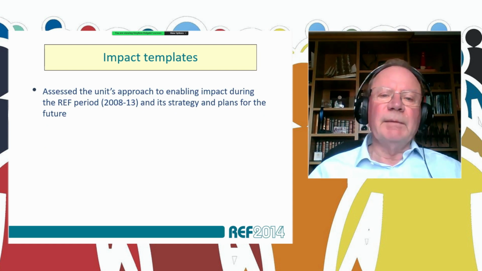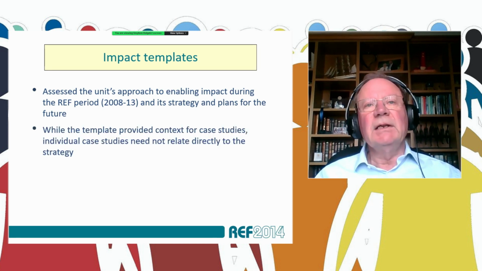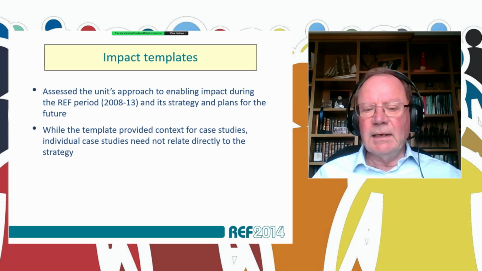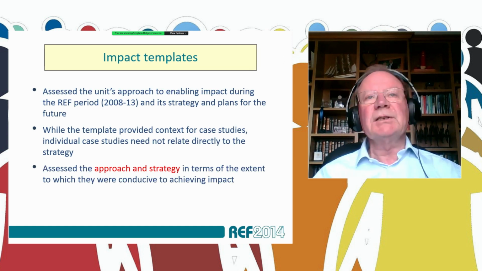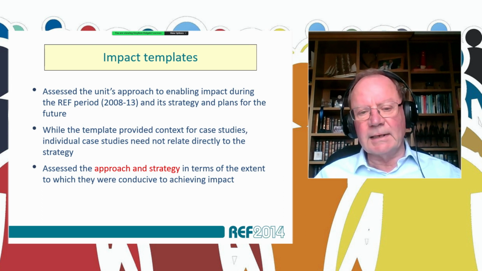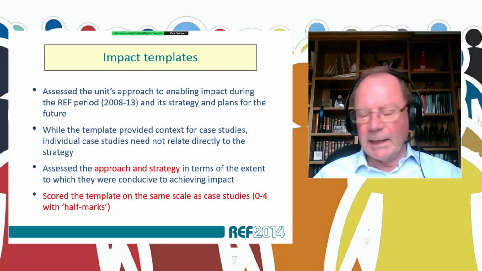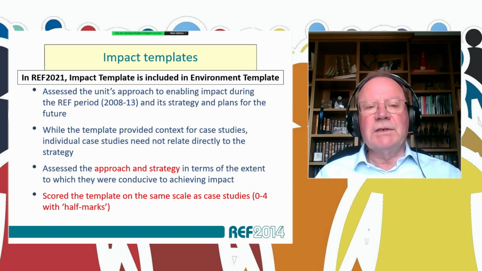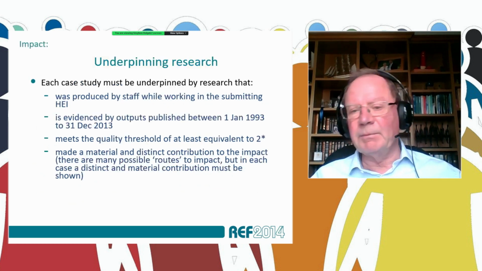The second pillar of impact assessment is the use of a template, which describes how a university unit of assessment and the university as a whole is supporting the journey from the research discovery to the passage of that research to those that can best use it, and to lay out an approach and strategy to move the research along the chain such that impact is eventually realized. And these are all scored by the panels, as Eric briefly described. In REF 2021, this last one that's just been completed, the impact template has been incorporated into the environment template.